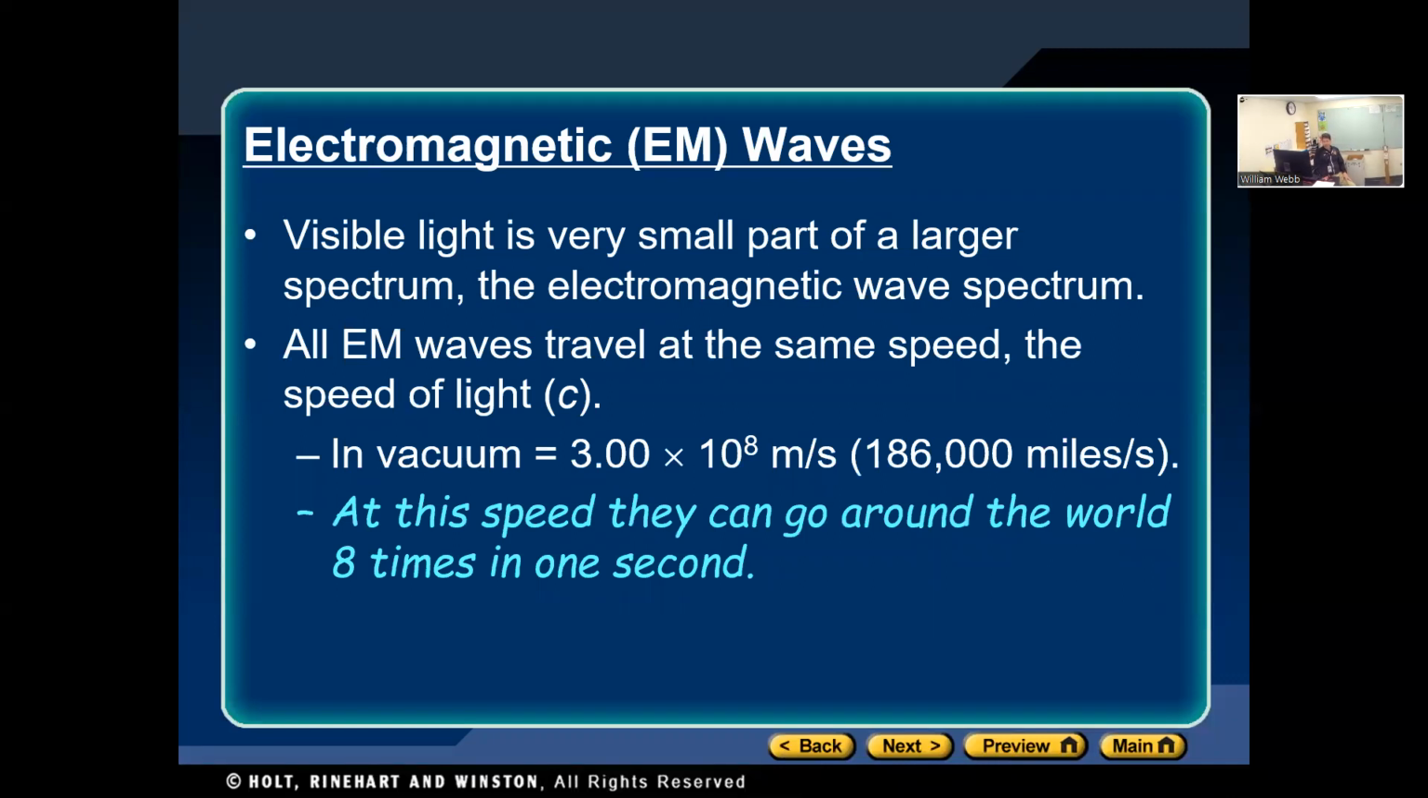And so, like I said, in a vacuum, that value for the speed of light is 186,000 miles per second, but we don't really use miles and seconds. I just wanted to give you that so you could reference how big it is, how fast it's moving. 186,000 miles every second. In meters per second, which is what we actually need the value for our calculations, it's 3 times 10 to the 8th meters per second. So light can go around the world 8 times every second.